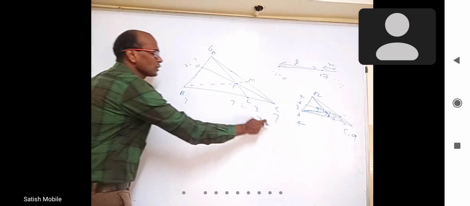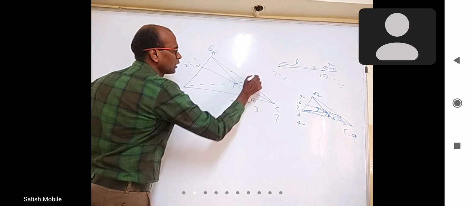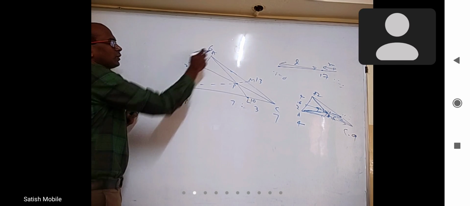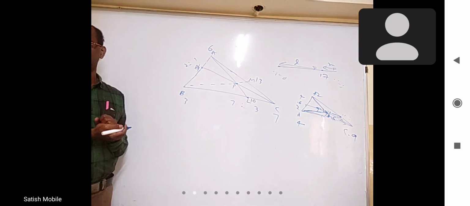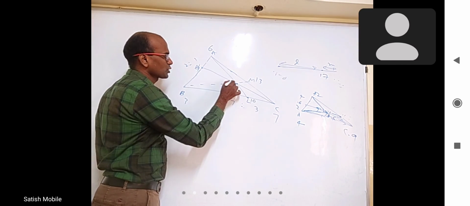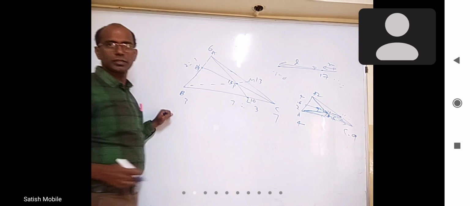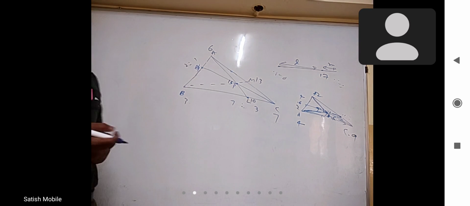If I remove these two, I will be putting 10 kg here. If I remove these two, I will be putting 13 here. If I remove these two, I will be putting 9 here. Correct? Okay. And finally 9 plus 7 is 16, 3 plus 13 is also 16, 6 plus 10 is also 16, right? That's it.